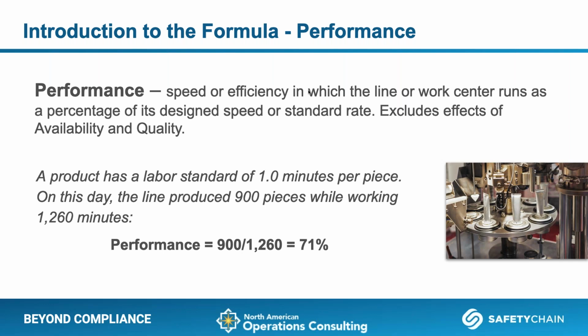So I just put an example here. A product had a labor standard of 1 minute per piece. On this day, the line produced 900 pieces while working 1,260 minutes. I'm just giving an example here. So the performance was 71%.